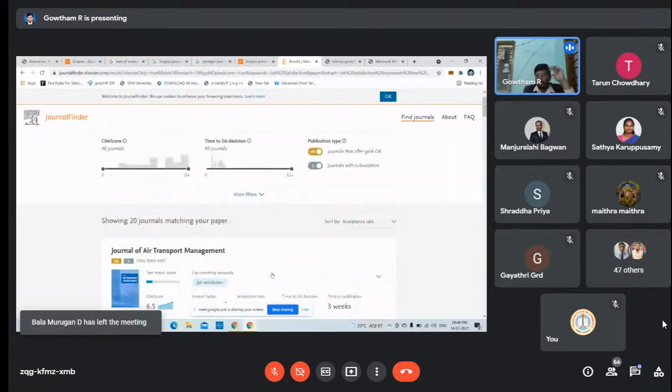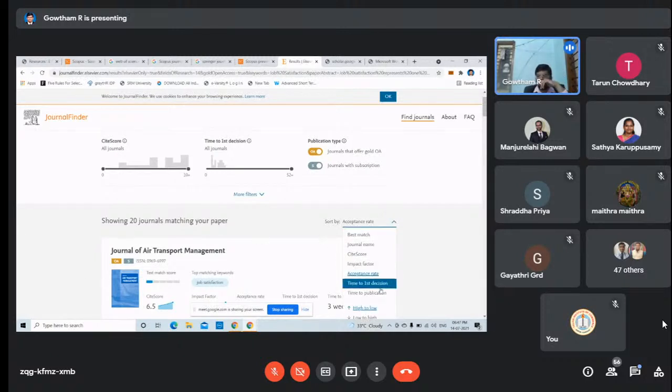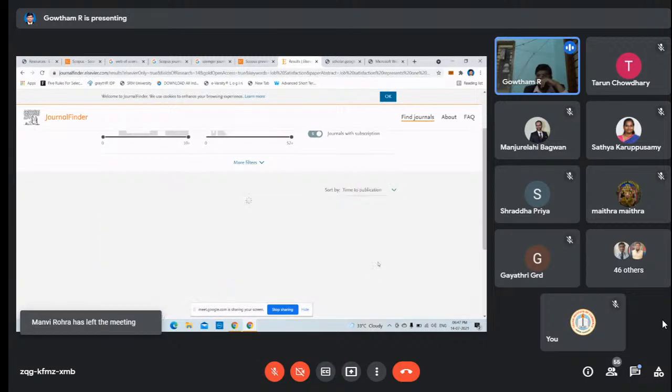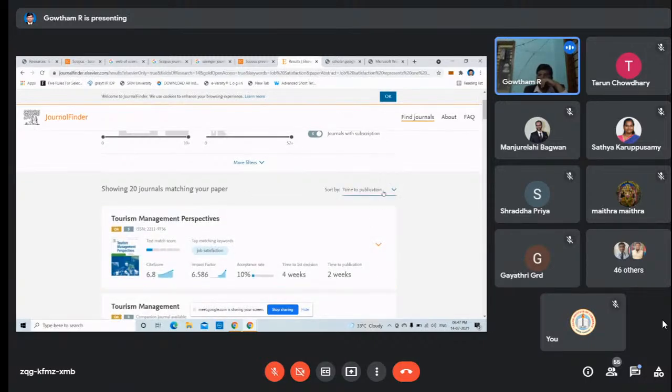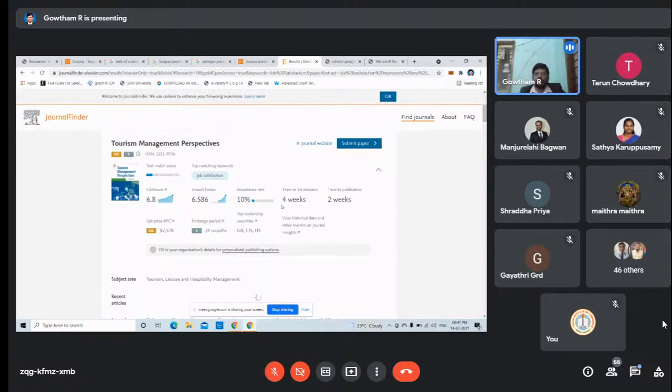Say for example, sir, acceptance doesn't matter, but I want to look out for rapid publication. I want to know how many journals are publishing within a considerable time, maybe within 1 or 2 months. Then you can click on time to publication, and you should choose less time. See here, this one is taking only 6 weeks. 6 weeks means nearly 1.5 months, right? Very fast, but you should also consider other factors.